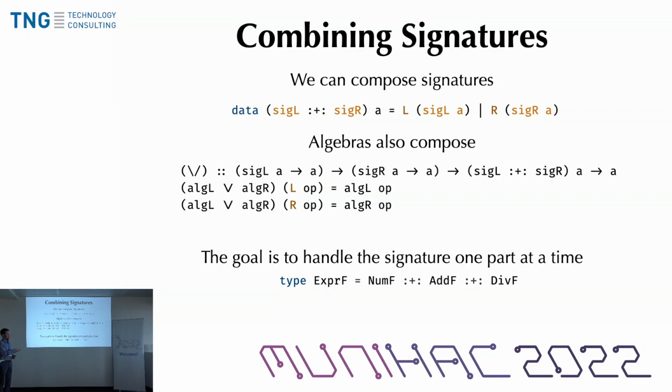So we're going to first handle NumF, then we're going to handle AddF, and then we're going to handle DivF. So we're going to walk our way through the tree several times. First, we pass through the tree and deal with all of the numbers. Then we pass through the tree and deal with all the additions. Then we pass through the tree again and deal with all the divisions. And that will kind of work for us.